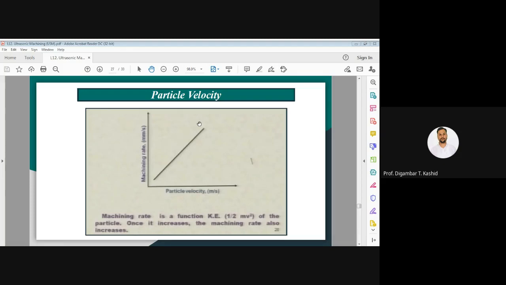Because we already know that penetration is a function of kinetic energy, that means one half m v square. So if the particle velocity is increasing, the material removal rate or machining rate is also going to increase.